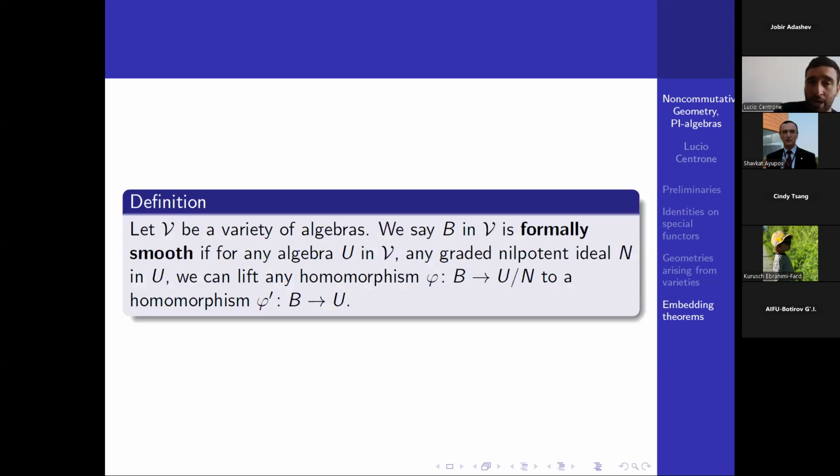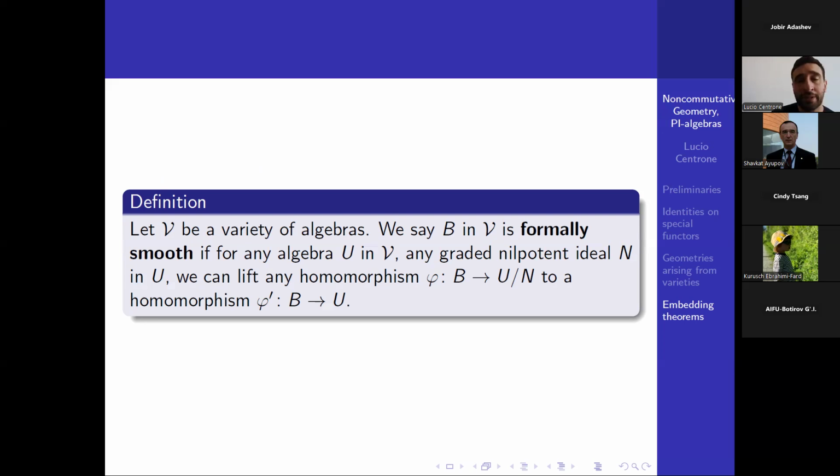And we also have a more geometrical object to be put into the recipe. Say B is formally smooth if for any algebra U in V and any graded nilpotent ideal N in U, we can lift any homomorphism from B to U over N to a homomorphism from B to U.